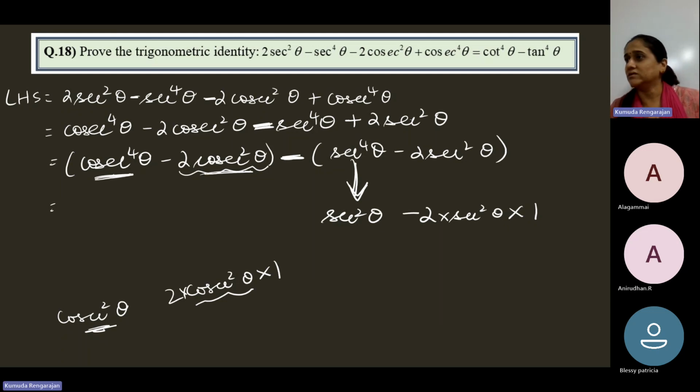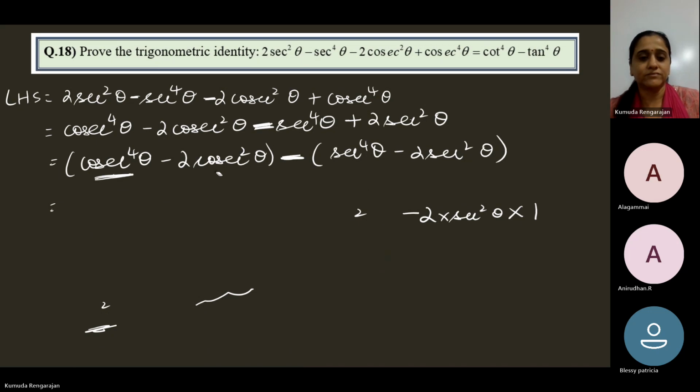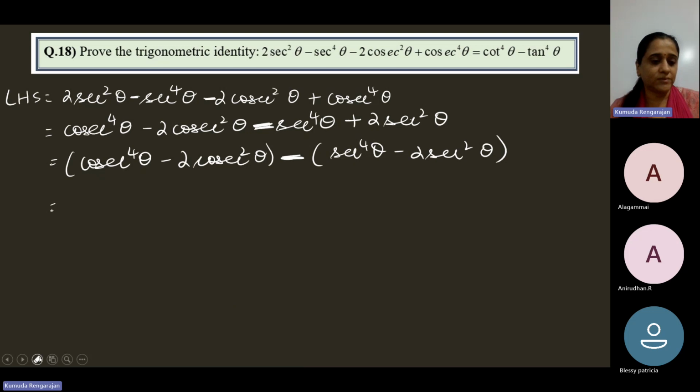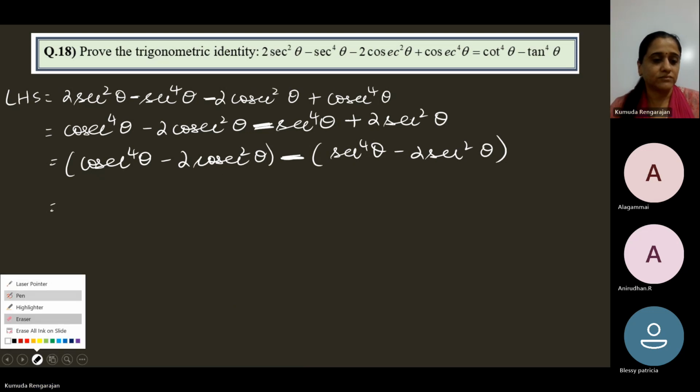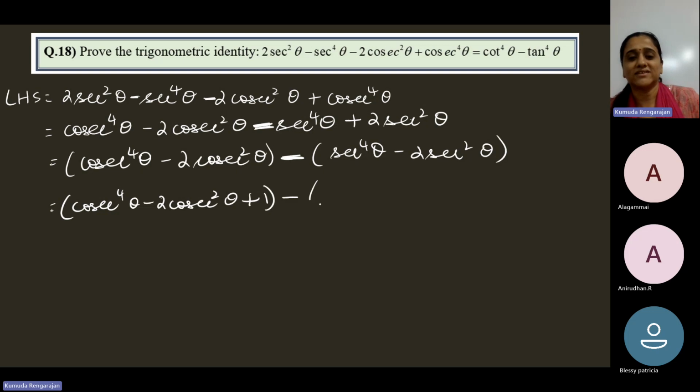1 square, 1. So what we do in the next step, what one do you want? You want plus 1 or minus 1? Plus 1. Just write it. Okay.